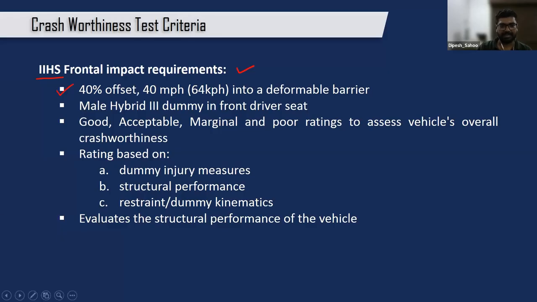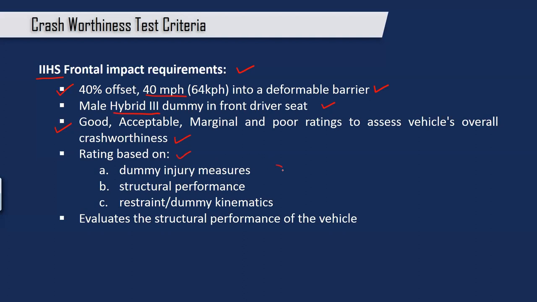40% offset and 40 miles per hour into deformable barriers. Male Hybrid III dummy. These are hybrid dummies. Hybrid dummies means they are installed with various types of sensors. Then good, acceptable, marginal and poor ratings are used to assess the vehicle's overall crashworthiness. Ratings are based on dummy injury measures, structural performance, restraints and various other things.